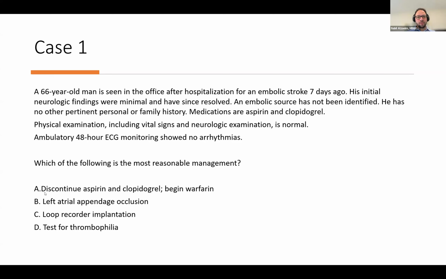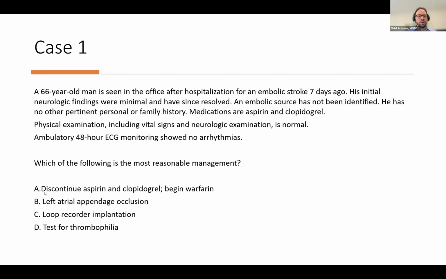personal or family history. Medications they are using are aspirin and clopidogrel. On physical exam, including vital signs, there is no neurological deficit. Ambulatory 48-hour Holter monitor showed no arrhythmia. So which of the following is the most reasonable management?